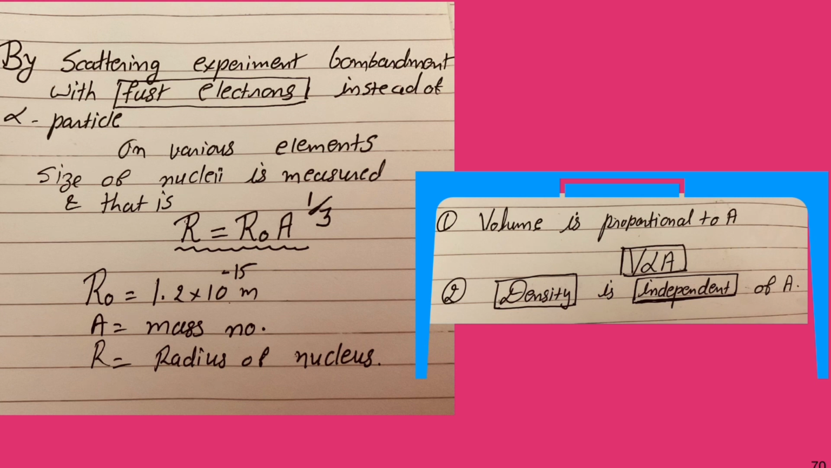Because density is like various drops of the same liquid. And one more thing, if we apply the formula density is equal to mass by volume, A will be cancelled out. So density is independent of A.